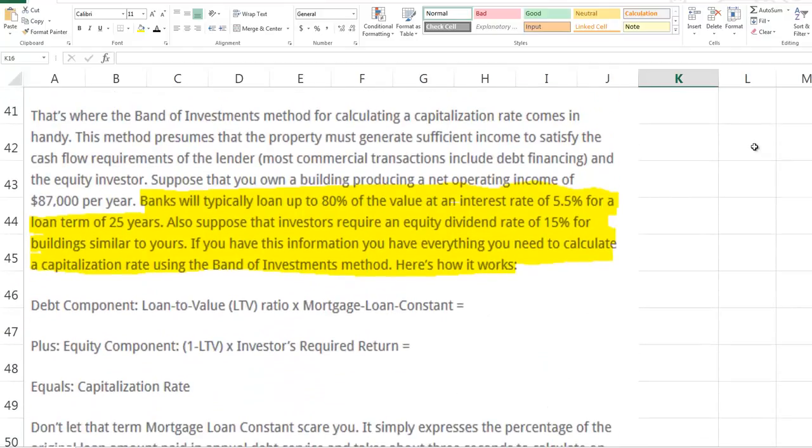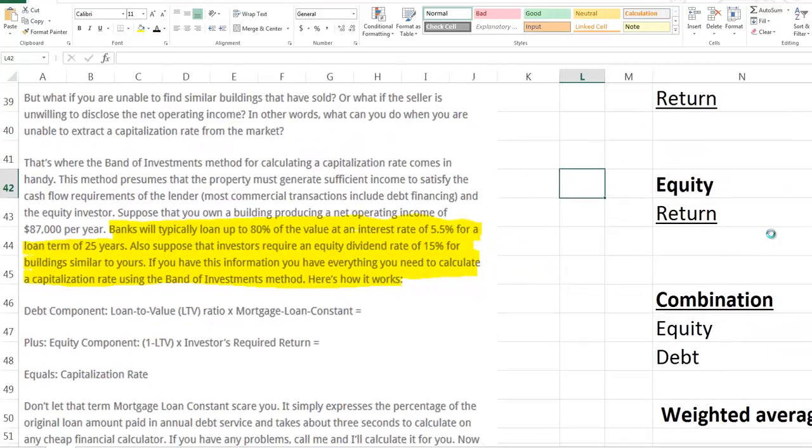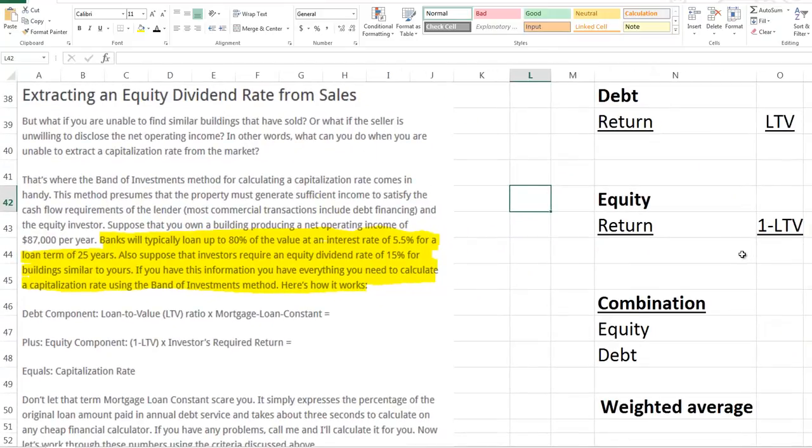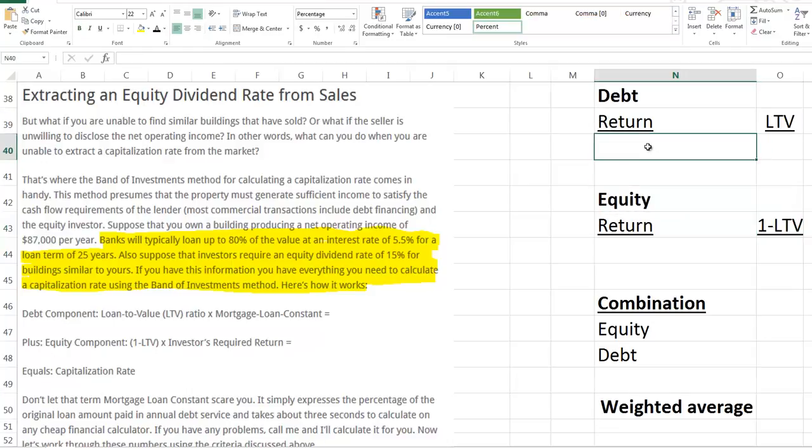What I'm going to do is shrink this down a little bit and show you how this would be calculated. Here's my basic template. Again, we can think of the band of investment as being the weighted average of the debt financing and then the equity financing. We're looking for the debt return, and this is the most complicated step in the process.